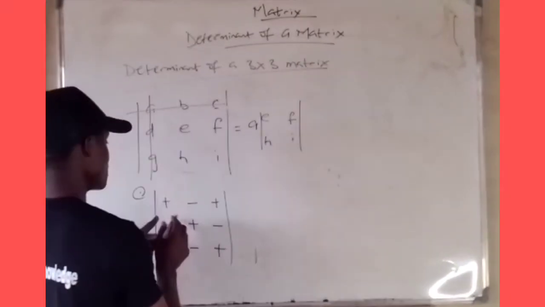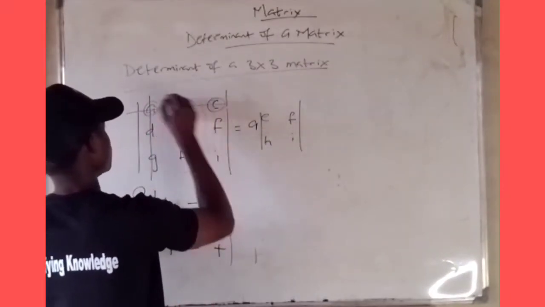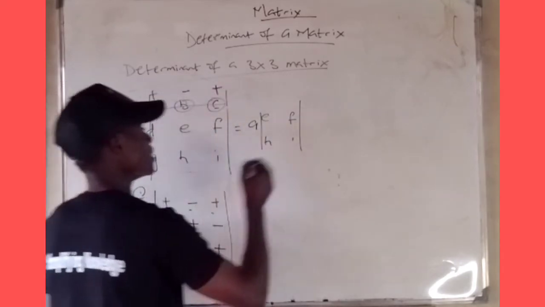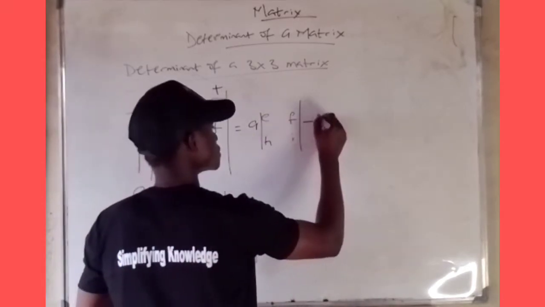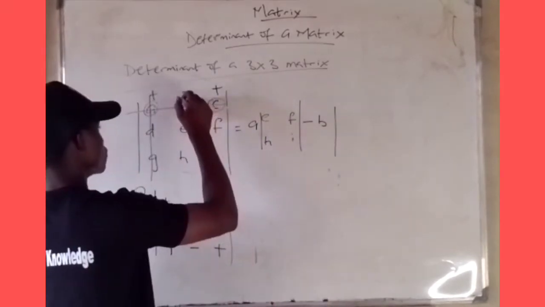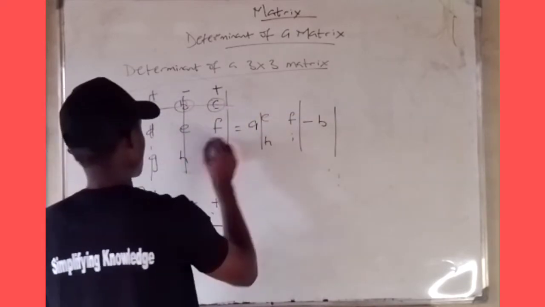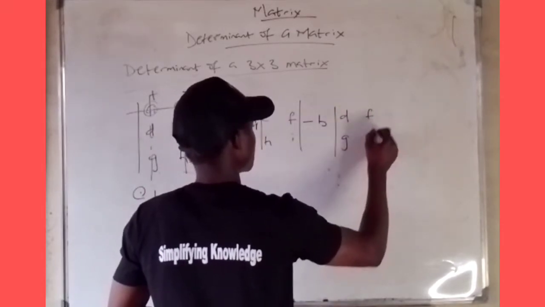Then the next one, remember this is plus, minus, plus. I'm using this one's up. Plus, minus, and what? Plus. So for the next member, which is B, because it's minus on this, we'll be having a minus B. Then rule this space out and rule this space out. I'll be having the ones here: D, F, G, I.